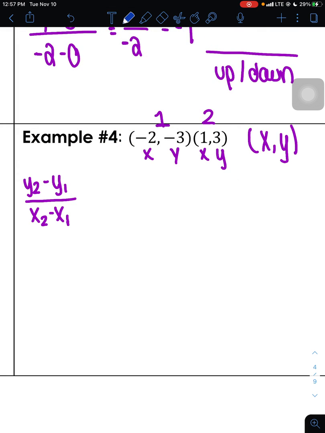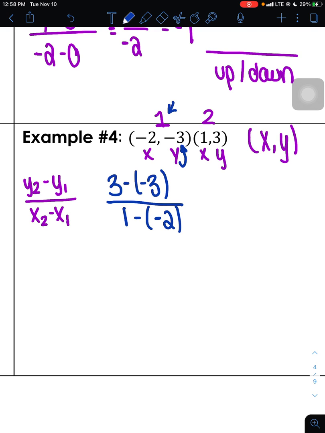So I see Y2 is going to be 3. I see Y1 is going to be -3. I just go to 0.1. And then I look at the Y term, that's going to be a -3. And then for X2, I see that's going to be 1. And then for X1, that's going to be a -2. So make sure that you're also keeping up with your signs. Parentheses can help you do that so you don't lose anything.